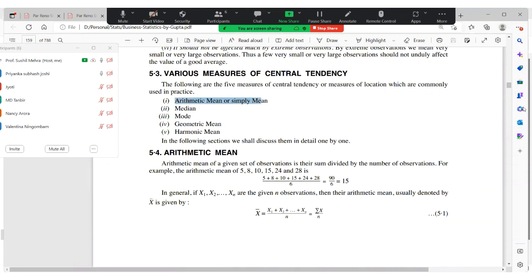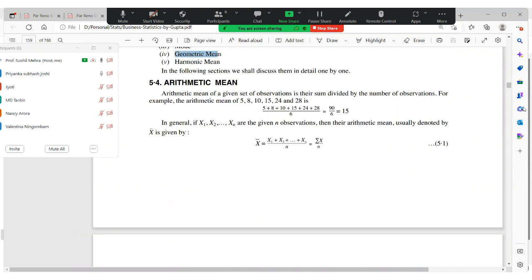First one is arithmetic mean or simple mean. Second one is median and other quartiles, other partition values. Third one is mode, next geometric mean, then harmonic mean, right? The first one is the mean.